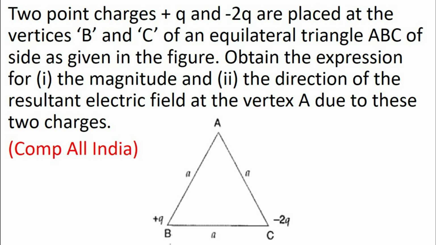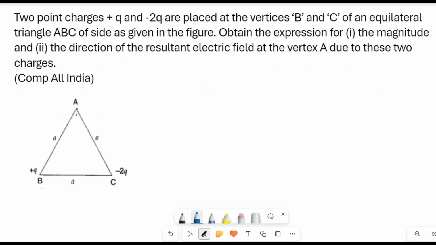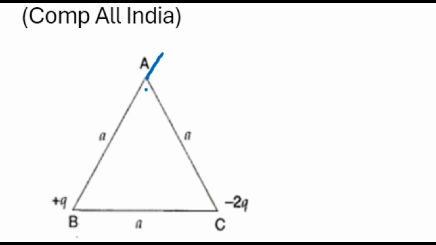The next question is, 2 point charges plus q and minus q are placed at the vertices B and C of an equilateral triangle ABC of side a, as shown in the figure. Obtain the expression for the first question, the magnitude, and the second question, the direction of the resultant electric field at the vertex A due to these two charges. This question was there in the CBSE compartment examination.